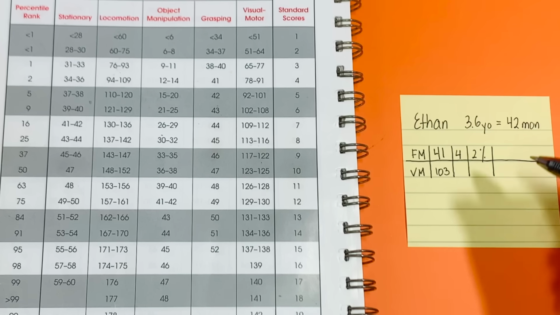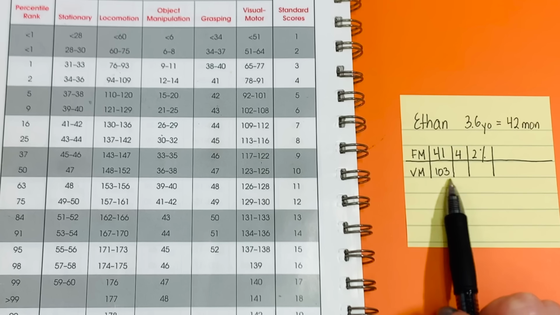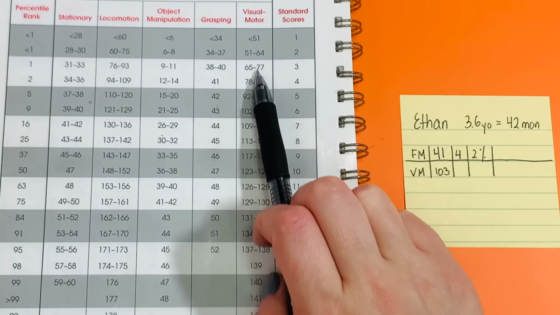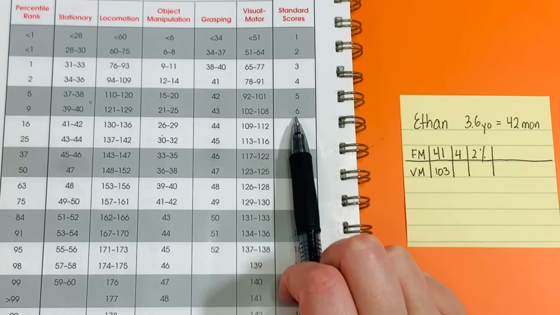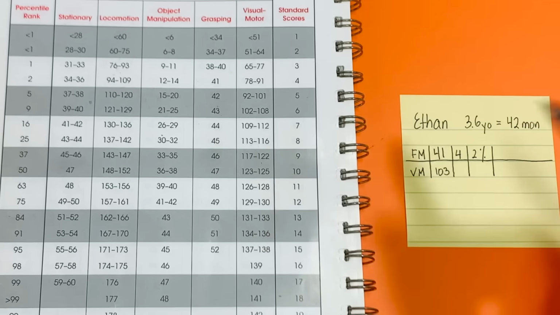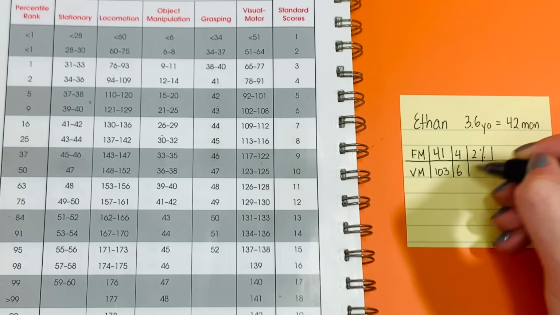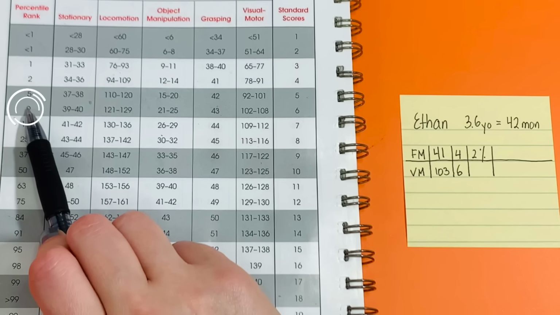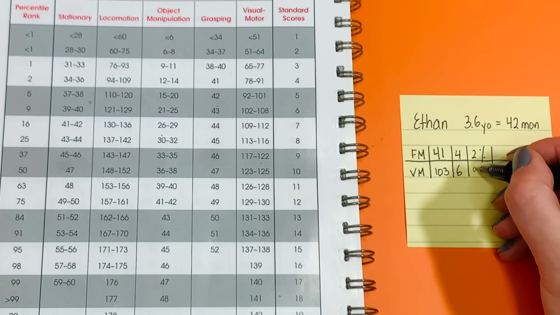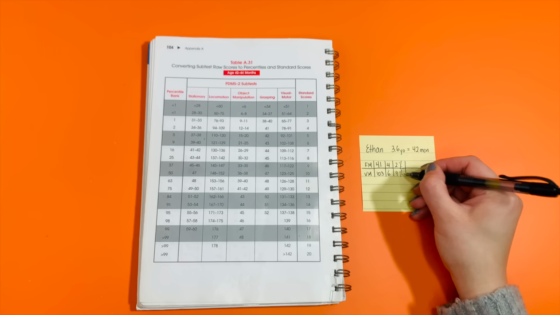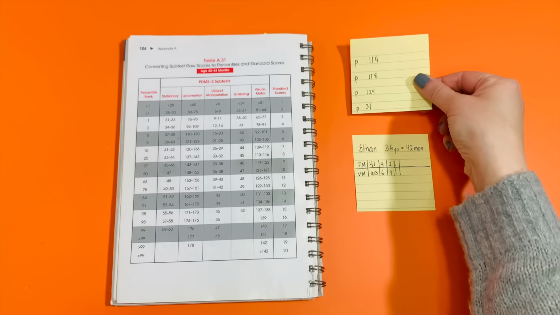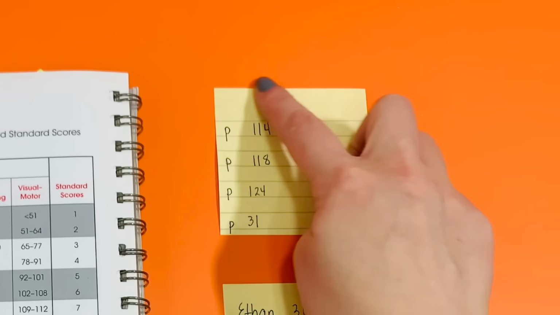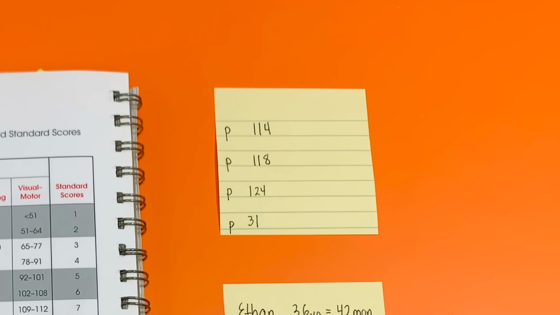Go down the visual motor column to 103. The standard score is 6. And percentile rank is 9. Those are the most important pages that will help you with scoring.